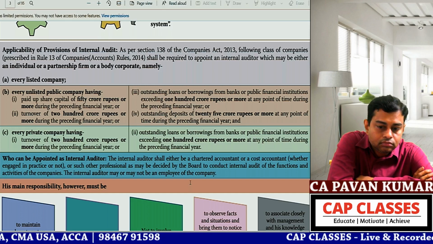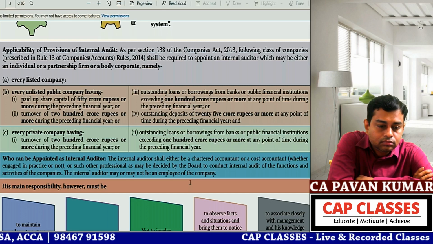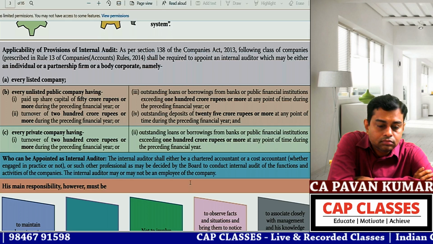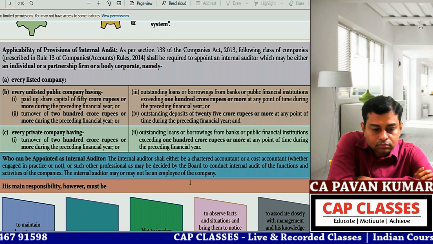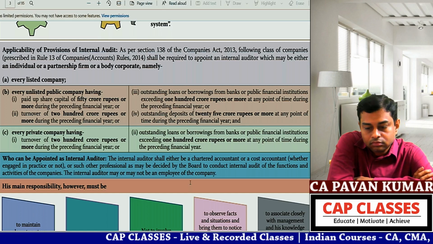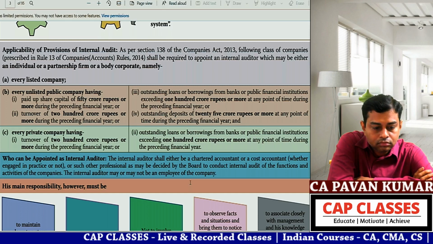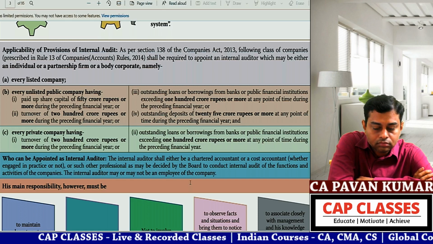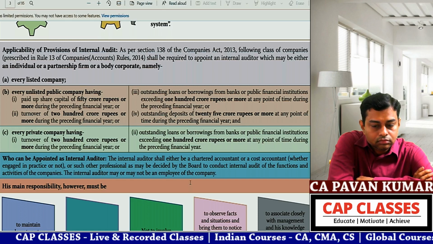25 crore rupees or more at any point of time during the preceding financial year; and every private company having turnover of 200 crore rupees or more during the preceding financial year, or outstanding loans or borrowings from banks or public financial institutions exceeding 100 crore rupees or more at any point of time during the preceding financial year. Continue.